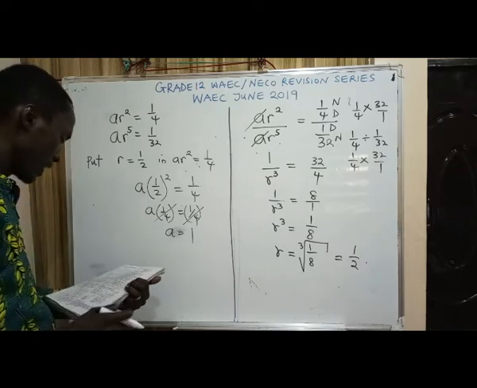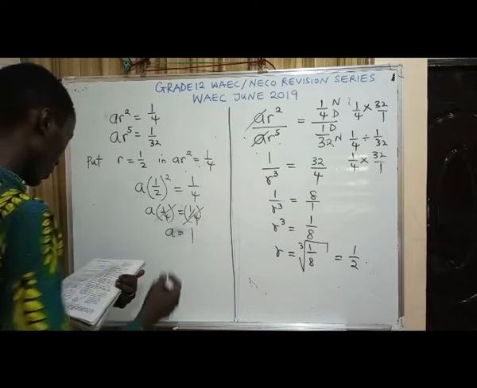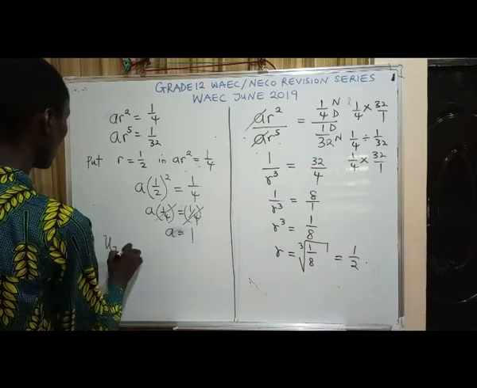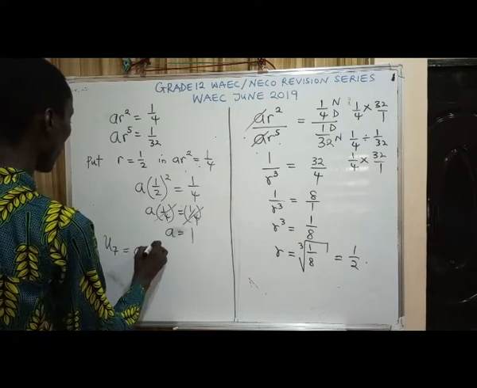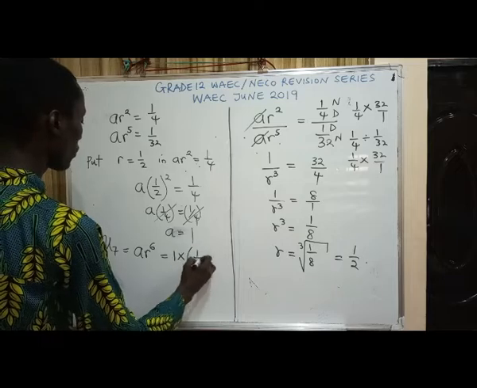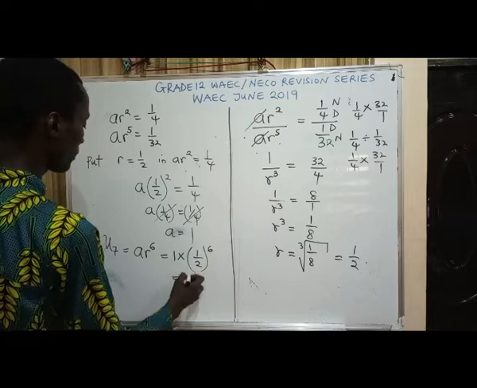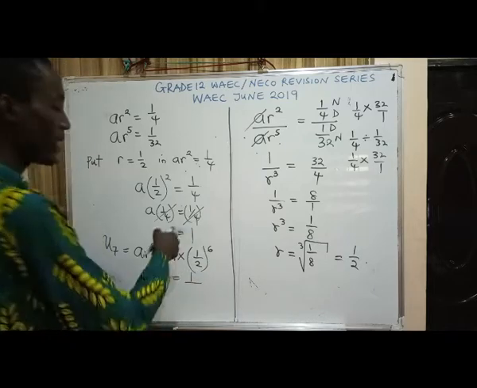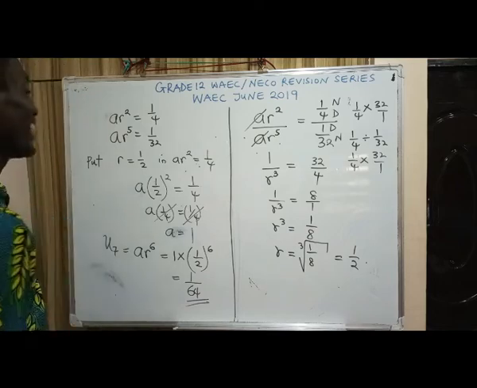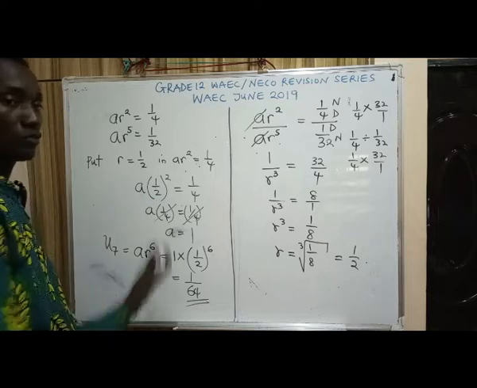Now, they said with that knowledge, find, I've gotten the first term, I've gotten the common ratio, they say find the seventh term. So the seventh term, using 7, will be AR raised to the power of 6. And that will be 1 times 1/2 all raised to the power of 6. And from there you discover this will be 1 over 8 times 8, which will be 64. And that clears that question for question 11A. So this is question 11A, and then we'll proceed to handle question 11B.